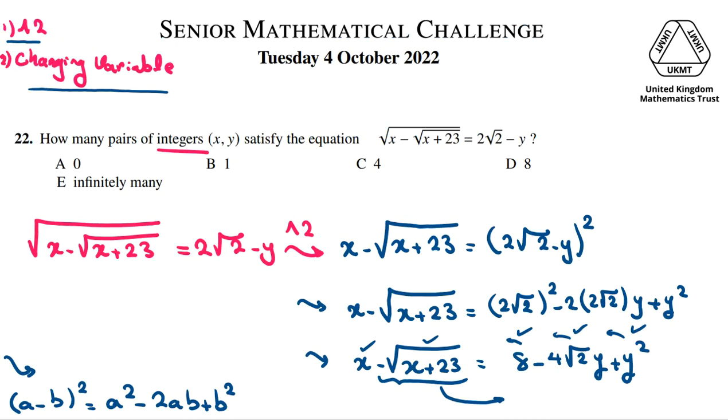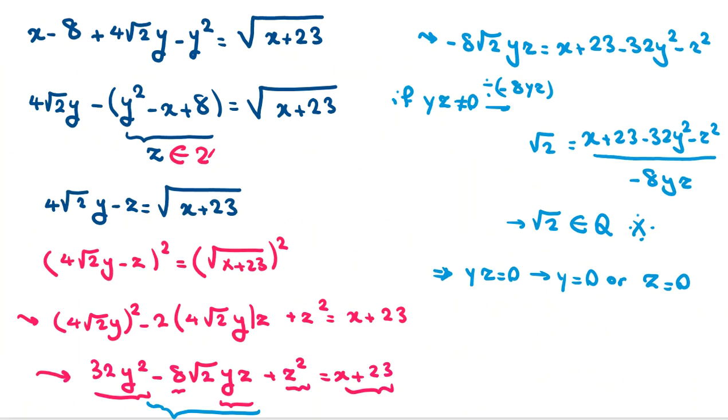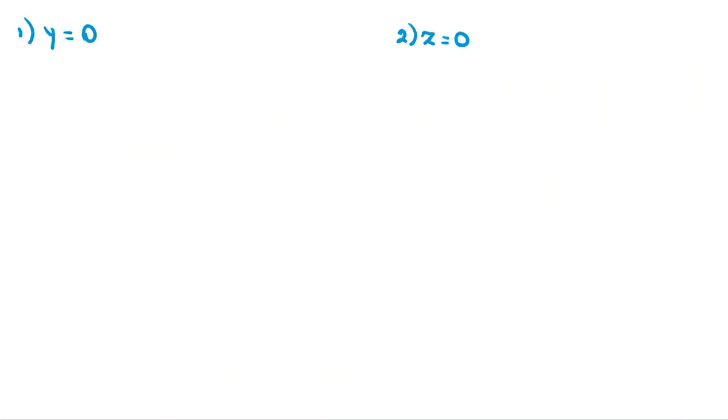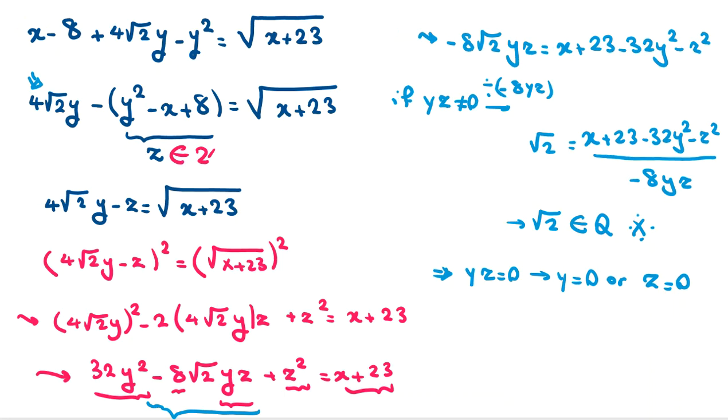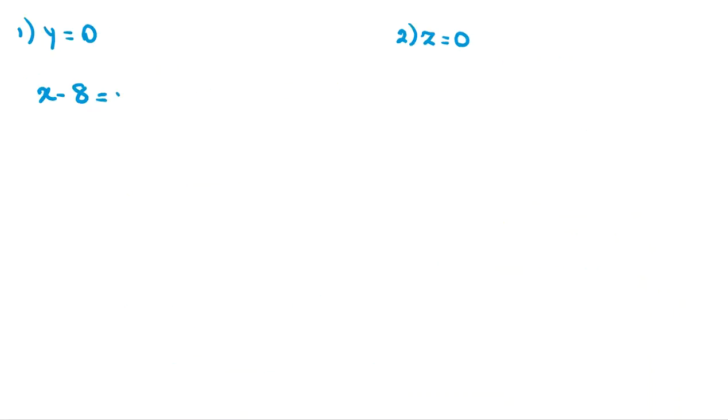If y equal to 0, what do we have? If z equal to 0, what do we have? So here, I replace y equal to 0, or we can also use this part, because we've raised to the power of 2, y equal to 0. So x minus 8 equal to square root of x plus 23.